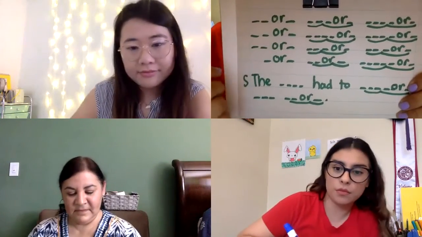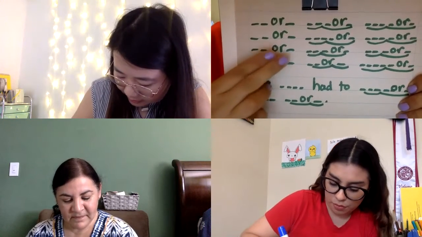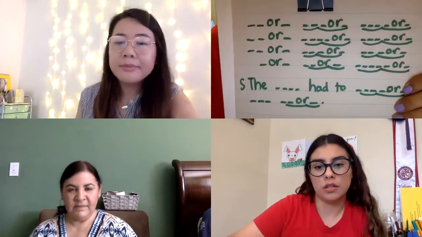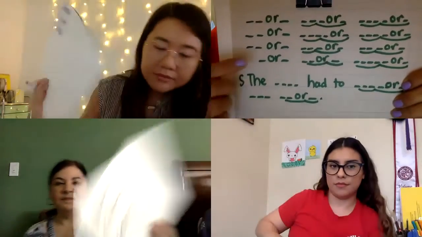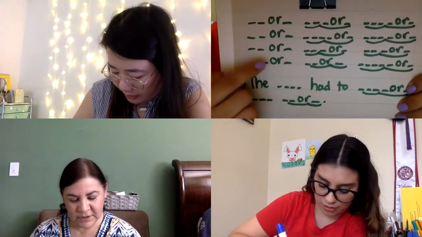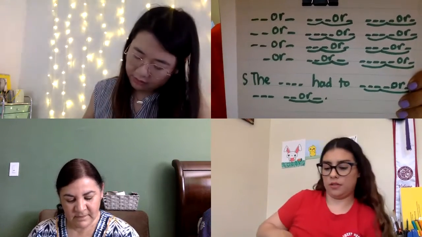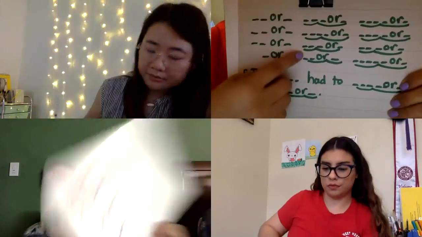Next word, the word is sport. What's the word? Sport. Sport. Show me. Wonderful. Okay, we're going to the last word here. The word is tort. What's the word? Tort. Show me. Beautiful job. Thank you. We're now on the second column.